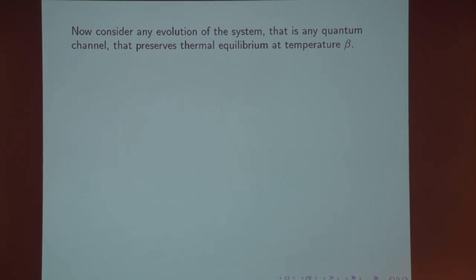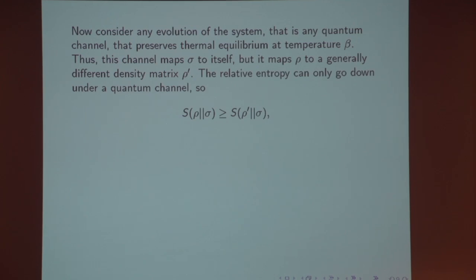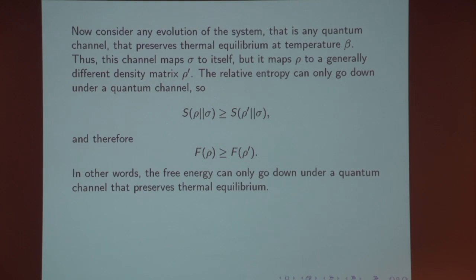at inverse temperature beta. So this channel maps sigma to itself, but it maps rho to a generally different density matrix rho prime. The relative entropy can only go down under a quantum channel, so S of rho relative to sigma is only bigger than S of rho prime relative to sigma. And therefore, the free energy of rho can only be bigger than the free energy of rho prime. In other words, under a quantum channel that preserves thermal equilibrium, the free energy can only go down. Equivalently, the relative entropy with a thermal state can only go down under any quantum channel that preserves the thermal state.